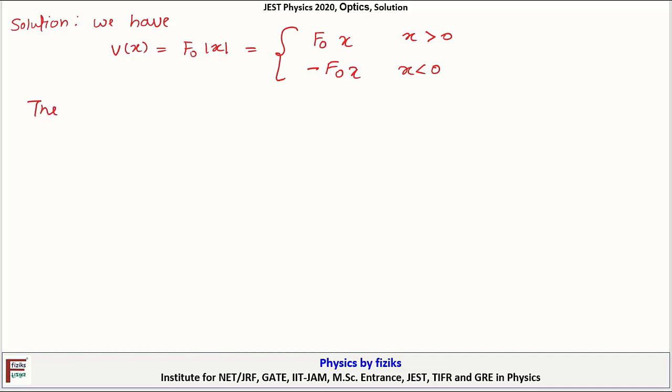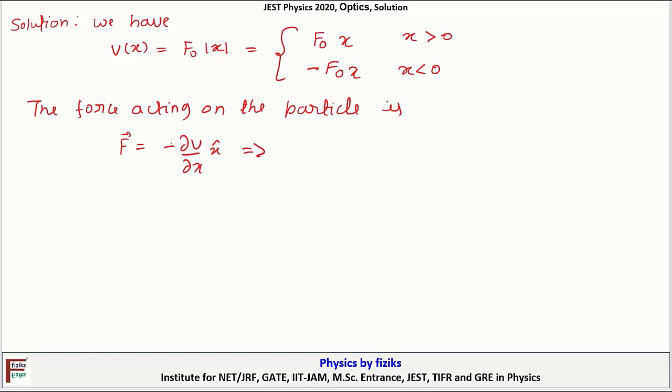The force acting on the particle is defined as minus del V by del x into x cap, which would be equal to: vector F is nothing but equals to minus F0 for x greater than 0 and F0 for x less than 0.